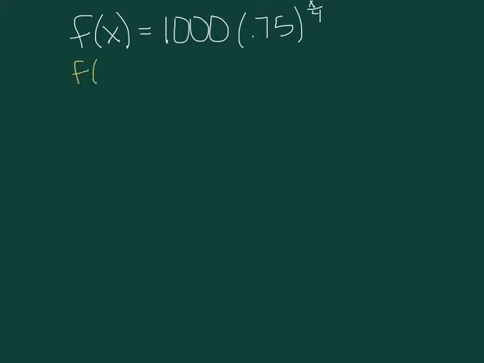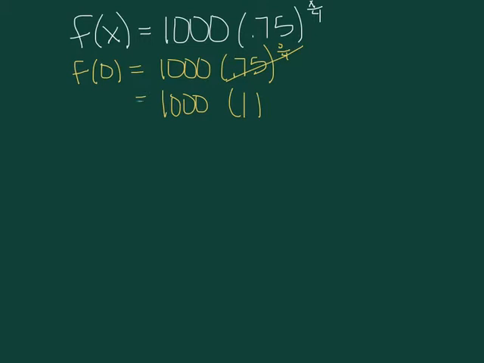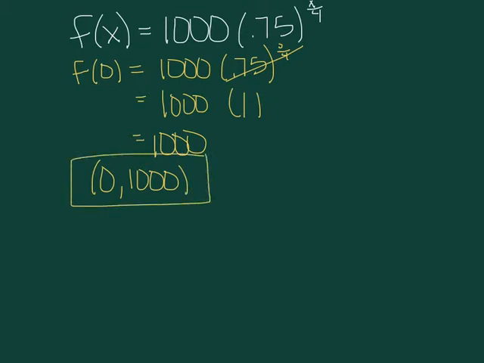If we're looking for f of 0, or what happens when 0 time has elapsed, we have 1,000 times 0.75 raised to the 0 over 4. Well, anything to the 0 power is 1, so we just have 1,000 times 1, which is 1,000. So at 0 hours elapsed, we have 1,000 milligrams of the drug in our system.